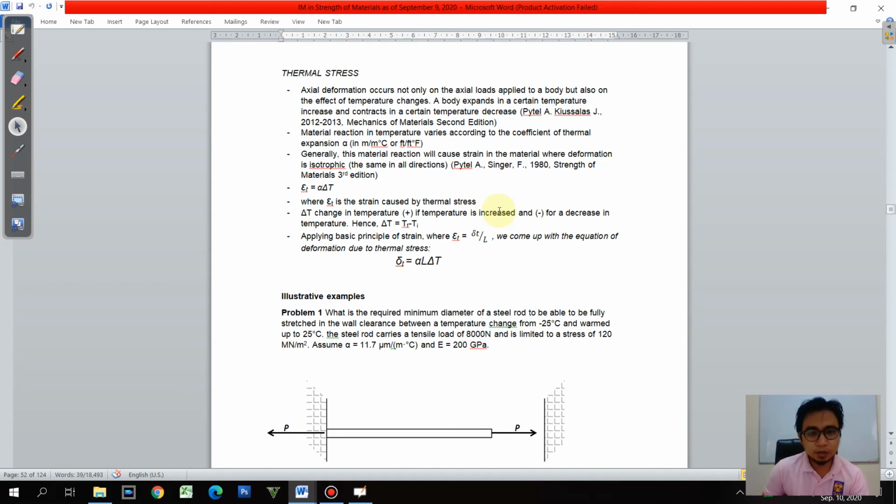Generally, this material action will cause strain in the material where the deformation is isotropic. Isotropic simply means that we have the same deformation in all directions. The element is isotropic.